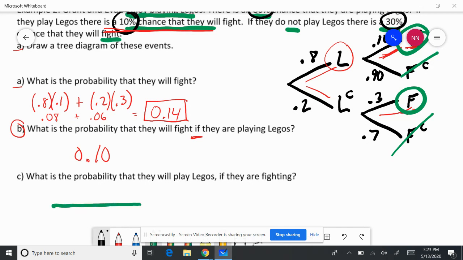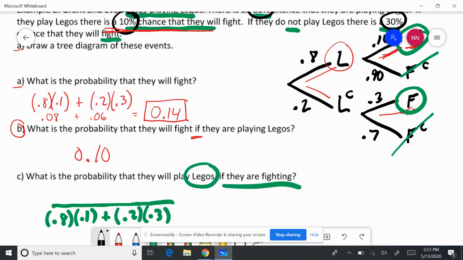Our two fighting models are 0.8 and 0.1, and we have 0.2 and 0.3. This is if they fight. Now, what's the probability that they play Legos if they fight? This is the fighting part, the given part. Now what we need to do is look at those two models. Which of those two are they playing Legos? Well, in this part right here, they're actually playing Legos, the 0.8 and the 0.1. So we put that on top, 0.8 and 0.1.